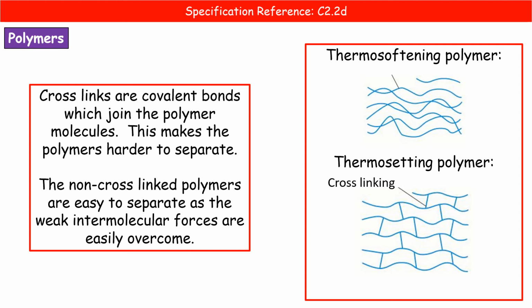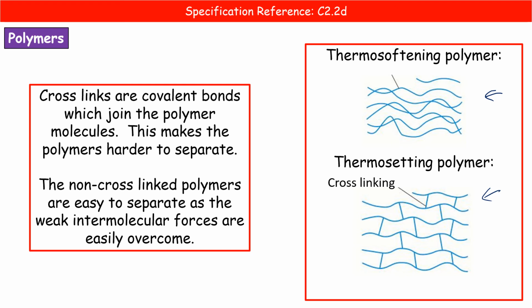If we consider why we've got different properties in polymers, then it's down to the structure that we find within them. So some of them are thermo-softening, like the one at the top here, where we've got the polymer strands, but they're not cross-linked. The other type, thermosetting polymers, have these cross-links which actually hold the individual polymer strands together. So what we find is that the thermosetting polymer with the cross-linking is actually much harder to separate those strands. So that usually gives it much greater strength.